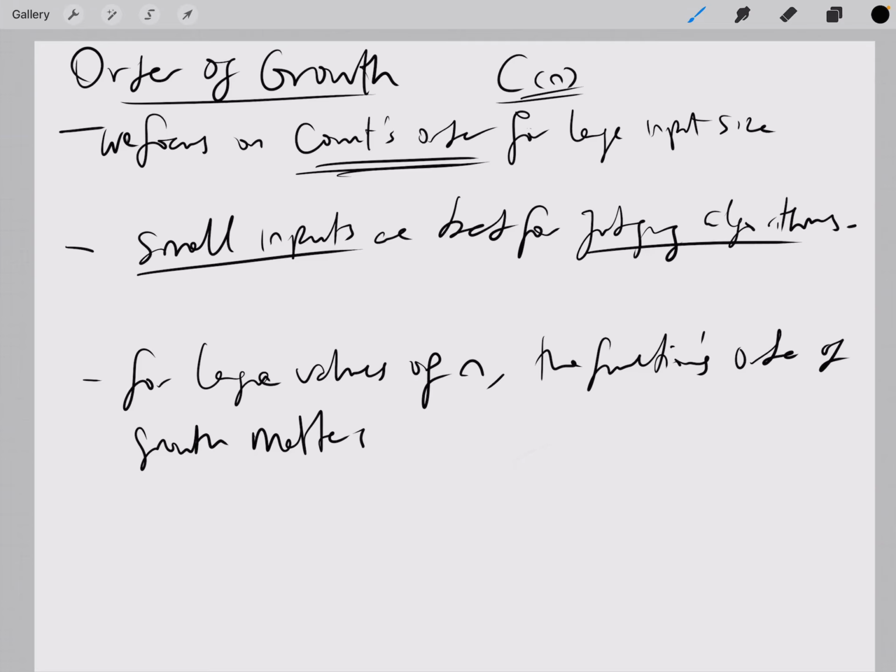You can think you've made the best algorithm in the world when you are running it with 5, 10, 15. But when they put 2000 and the algorithm crashes your computer, then there's a problem. So for all large values of n, the function's order of growth is what matters.